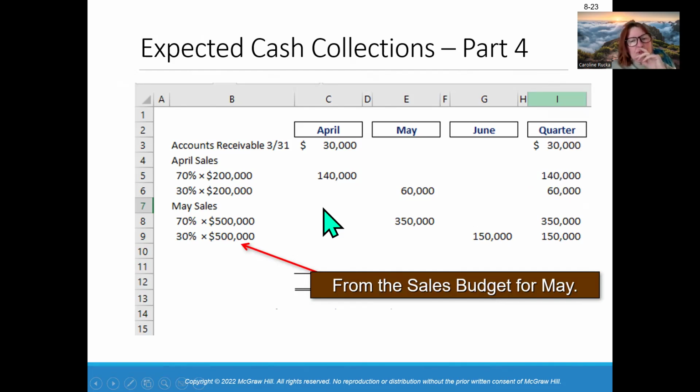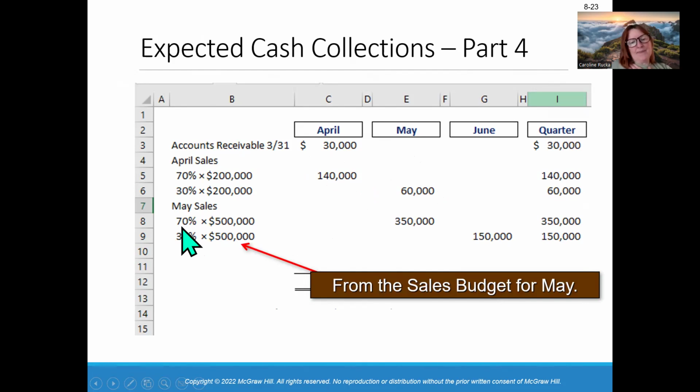Oh, I'm sorry. April is this quarter too. I was just talking crazy talk. Sorry. April, $200,000. We collect 70% in the month of April. So disregard what I said a minute ago. In April, we collect $140,000. 30% we collect in May. So the $60,000 flows over.